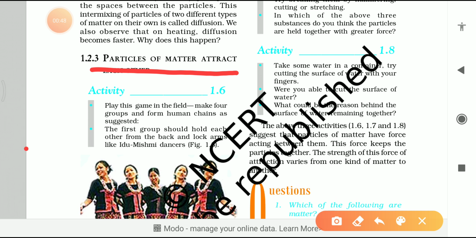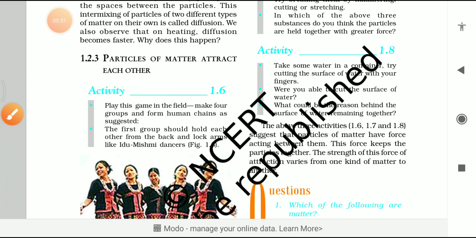Students, these are the characteristic features of matter. We have discussed many things in them. The first point is that the particles of matter are very small. The second is that the particles of matter have space between them. The third point is that the particles of matter are constantly moving. And the fourth point is that the particles of matter attract each other. We have discussed all these points with the help of activities. Now the last point is that the particles of matter attract each other.